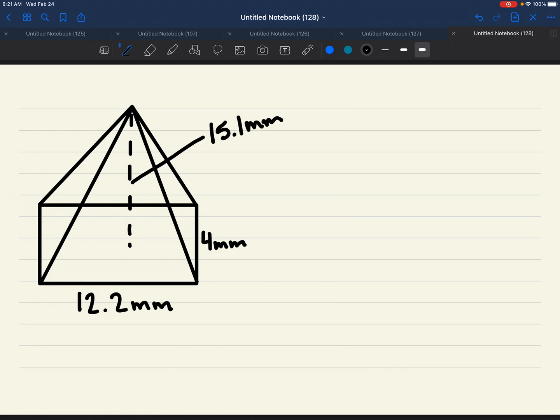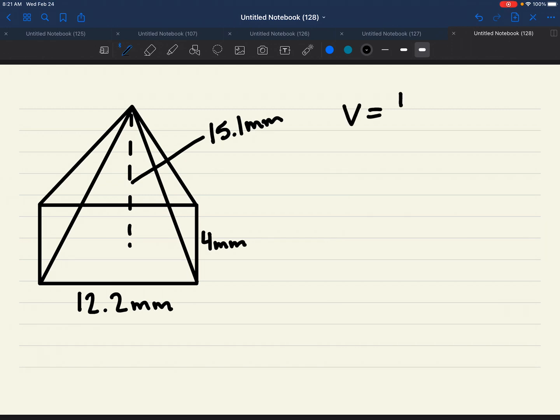Okay. Anybody want to try it? Come on. Okay. Tell me what type of figure it is, Ethan. Pyramid. What type of pyramid? Rectangular. How do you know it's a rectangular pyramid? Because its base is a rectangle. Okay. So what's our formula for pyramid?